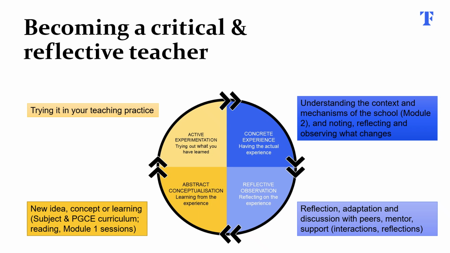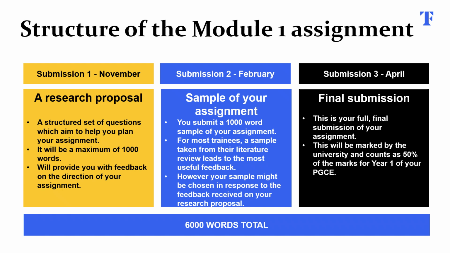Now, becoming a critical and reflective teacher of the subject is a 4-stage process, and you can see how our curriculum combines to help you achieve it. We see this model expressed in the Kolb cycle. In this final session, we're going to take some time looking at the Module 1 subject assignment for the year.